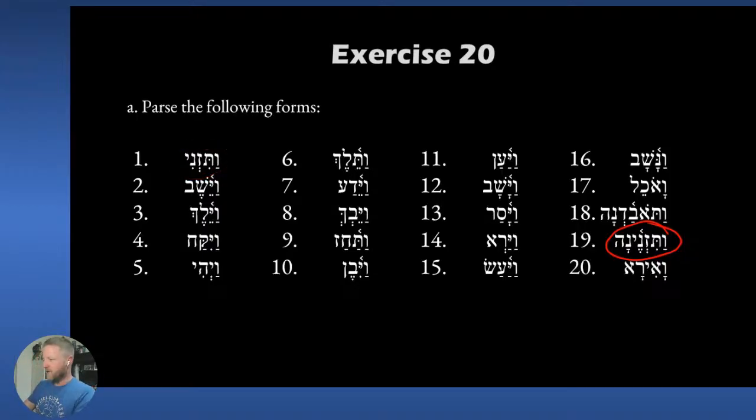Vaira. Ira means I will fear. Vaira, and I was afraid. I feared. I was afraid.